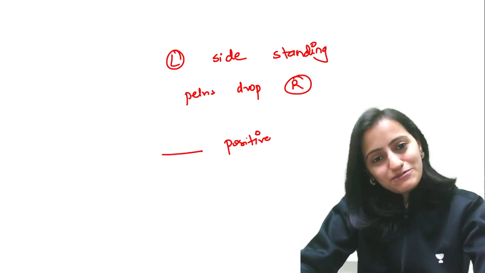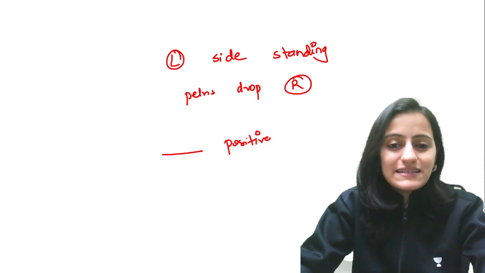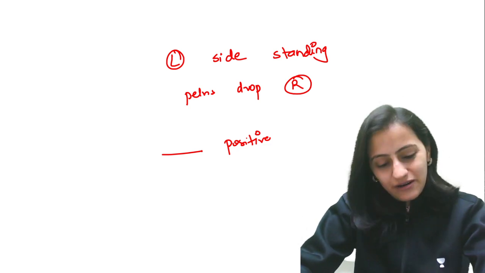I hope this mnemonic helps you. Remember the Trendelenburg sign, the abnormal side, for a longer time.